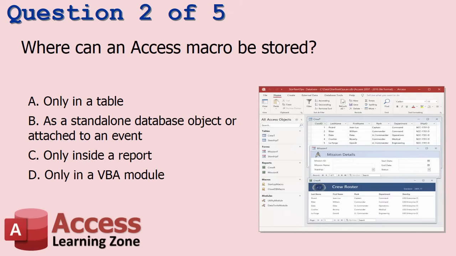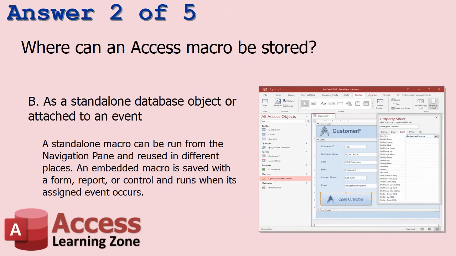Question 2. Where can an Access macro be stored? Only in a table, as a standalone database object or attached to an event, only in a report, or only in a VBA module. Macros can be a standalone database object or attached to an event.